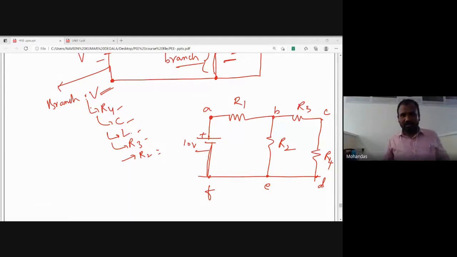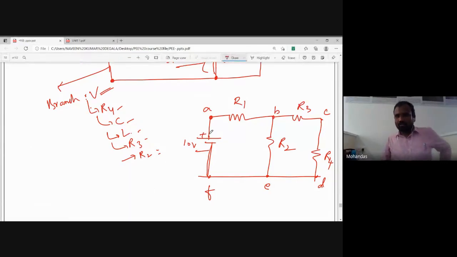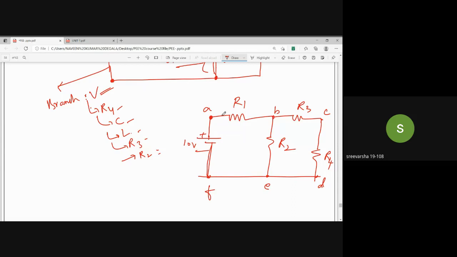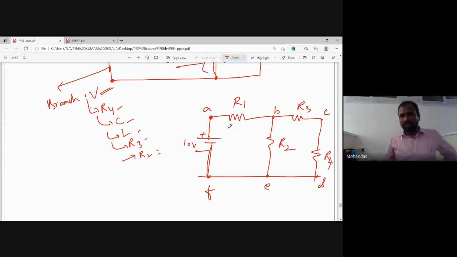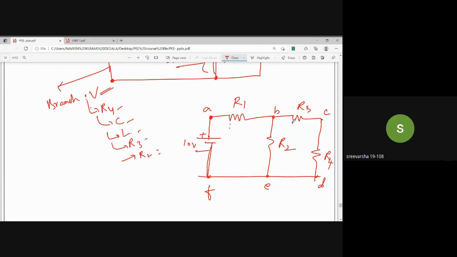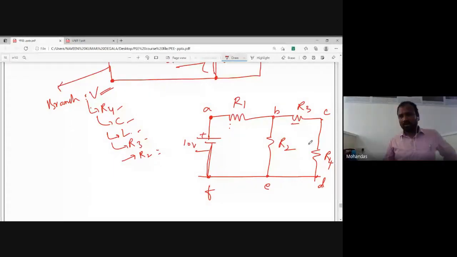Can you tell me how many branches are there? A, F is one branch, and a voltage source is a branch. Can I say R1 is a branch? Yes, sir. So that is the second branch. Next, what about this R3? R3 is also a branch. R2 and R4, so how many?